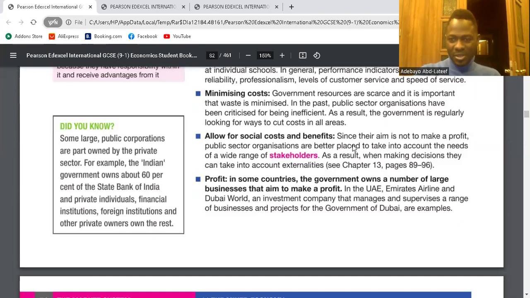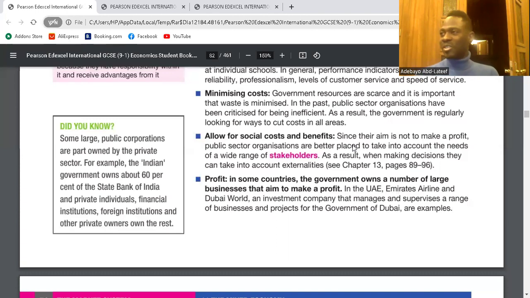Allow for social costs and benefits. For government, there's what we call social cost benefit analysis. We call it cost benefit analysis. So government will not just take a decision; they take decisions based on understanding the consequences, the benefits of that decision, and the cost of that decision.